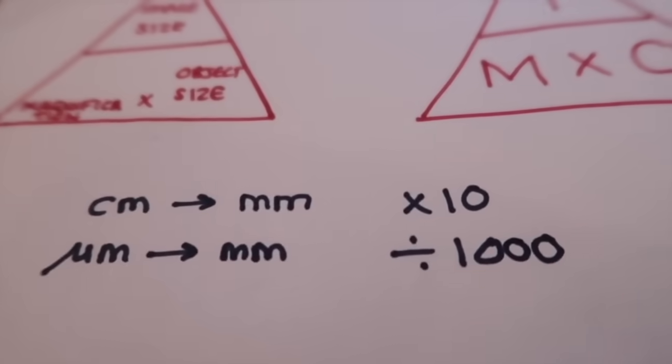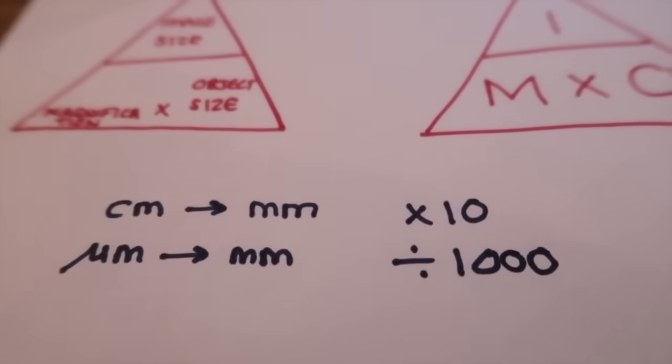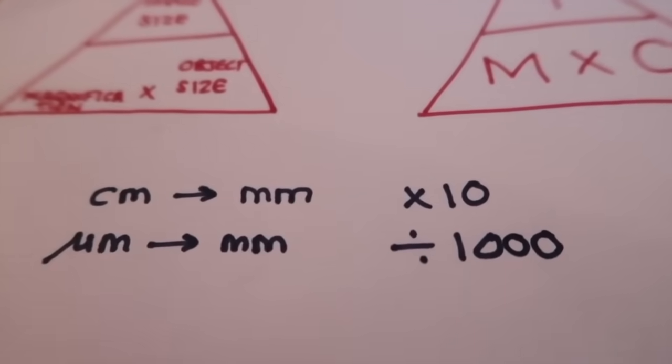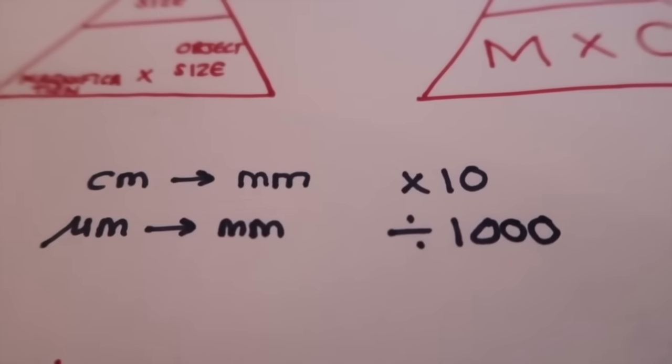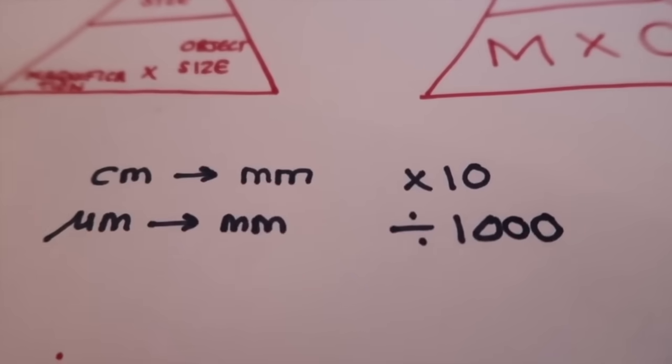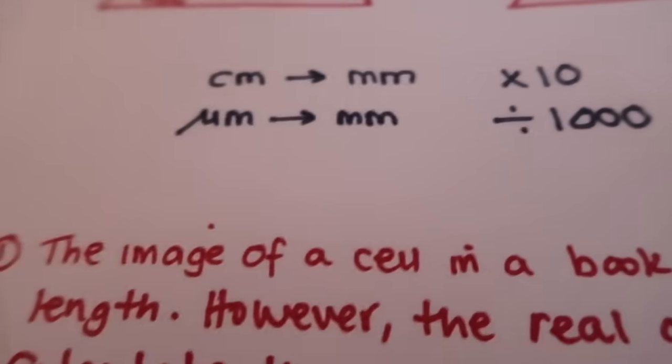Remember, when you're subbing in your numbers to the formula, you've got to use the same units, otherwise you'll mess up. So I recommend converting everything to millimeters. To go from centimeters to millimeters, you take your number that's been given in centimeters and you times it by 10. If you've been given the number in micrometers, then you want to divide it by 1,000. I'll show you an example now.